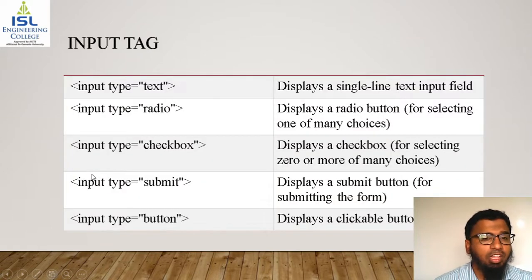Okay, so the next important tag is the input tag. In the input tag, most of the time we are going to use input type text. Input type is text. Okay, and input type is radio. Whenever we have your stream like computer science engineering, CSE, IT, EEE, at that time you must select only one. So at that time you can use the radio button.